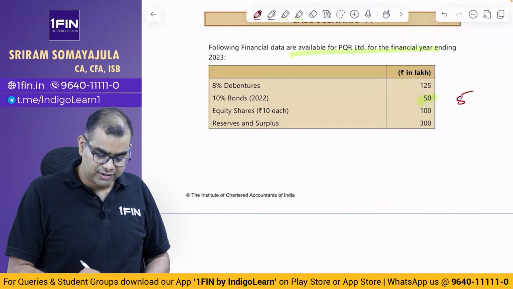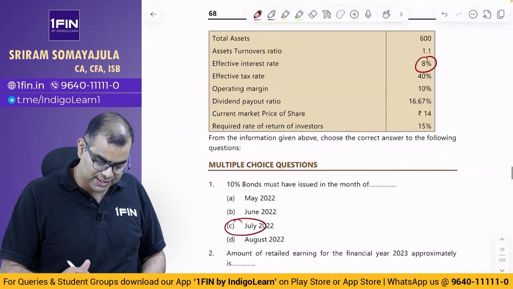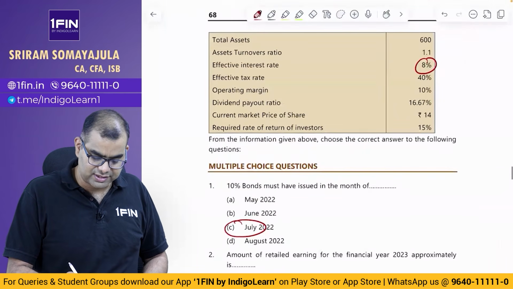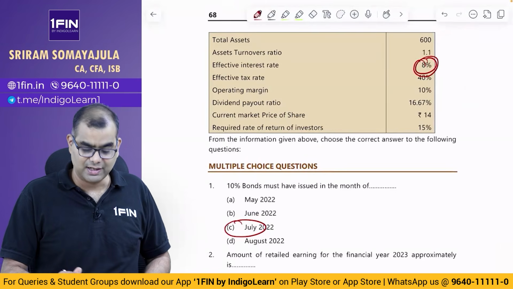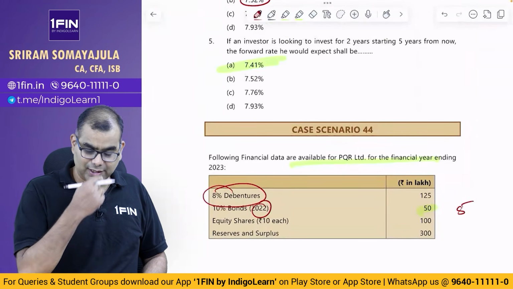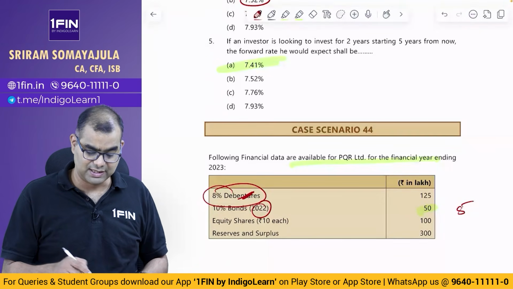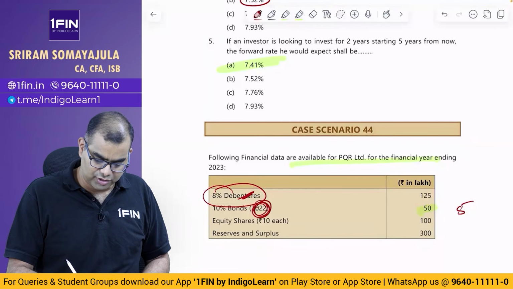Now some of you might be wondering, sir, why did you not consider this 8% debentures? 8% debentures have the same thing as effective interest rate of 8%, which is why I ignored. You can combine both of them and also do it, then also you'll get the same answer. But the moment I looked at it, there is only this bond which has a different ratio. So this 8% debentures and effective interest rate of 8% means they both get cancelled. The entire problem is because of this. You can also do that thing also.